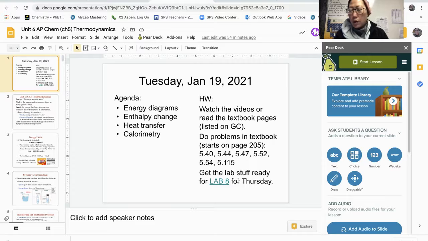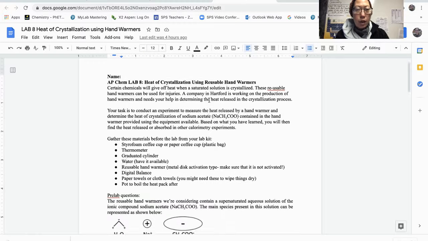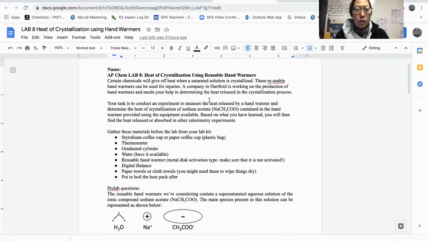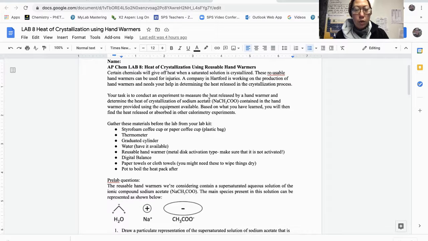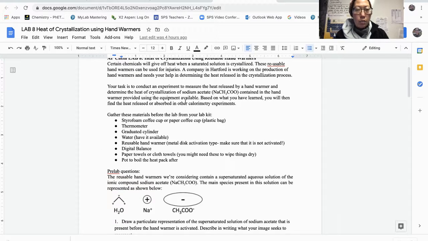We also are planning to do a lab during class 2 on Thursday, so you should get the lab materials ready for lab 8. And if you take a look at lab 8, we're going to be measuring the heat of crystallization using reusable hand warmers, and these are the materials that you need from your lab kit. If you have any questions about where to find those things, let me know.